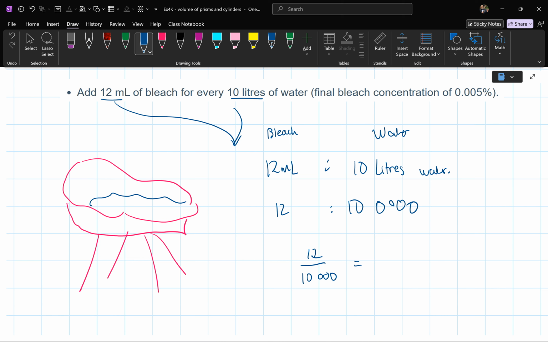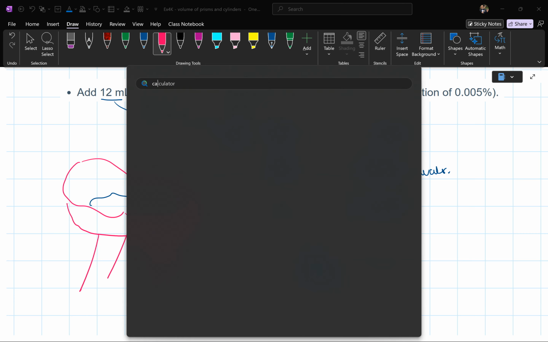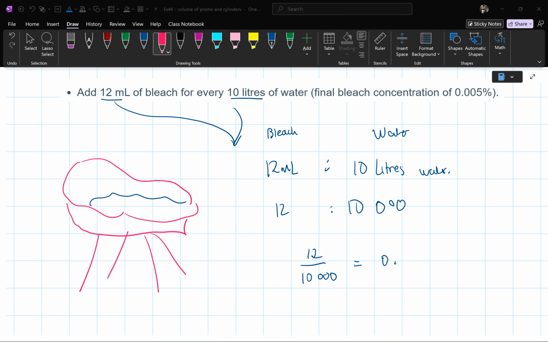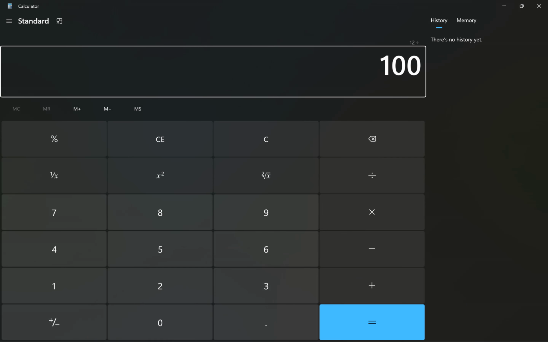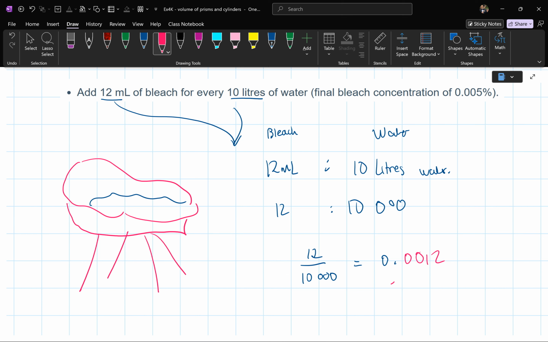12 to 10,000. Did I do an extra zero? No, 12 to 10,000. If you do a bit of quick calculation, what's the decimal there? You're just dividing by the number of zeros. I'm using a calculator for you to see. 12 divided by 10,000. That makes sense, right? Because you're dividing by that 10,000. Yes, that's right.